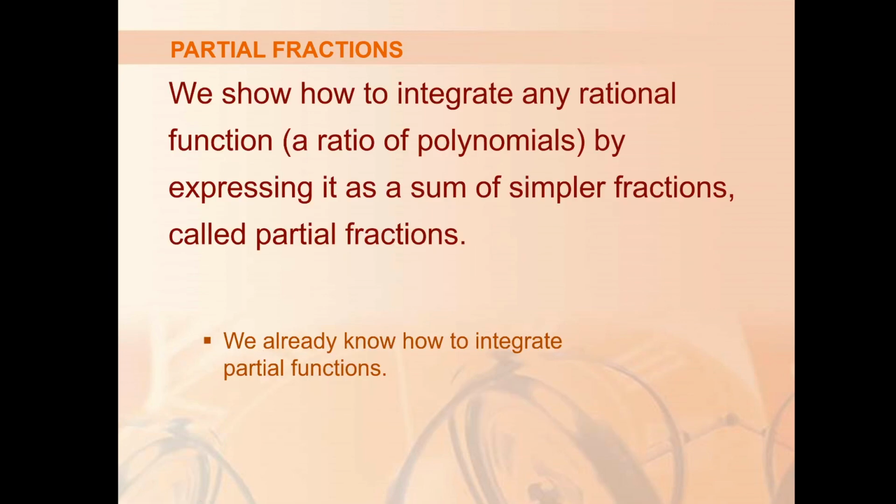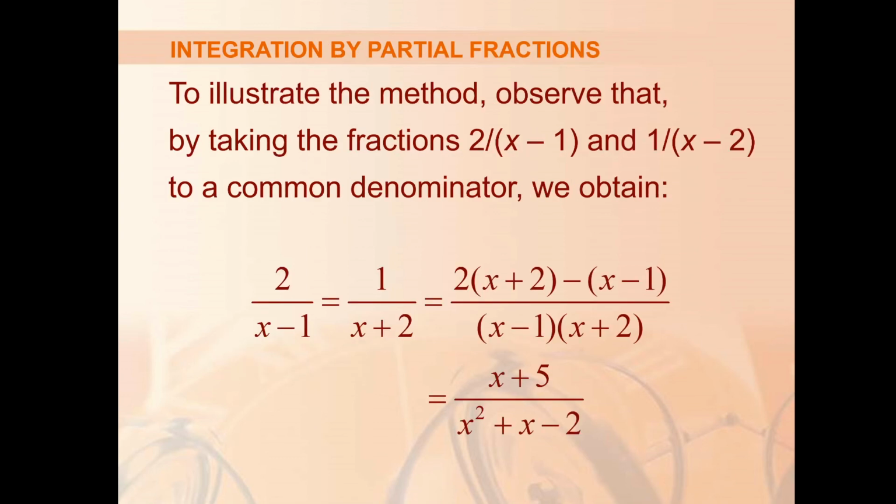We show how to integrate any rational function, a ratio of polynomials, by expressing it as a sum of simpler fractions called partial fractions. Let's say that we have something like this. We need to combine 2 over x minus 1 along with 1 over x plus 2. There's a simple typo here, this one is supposed to be a minus, not an equal, and not a plus.